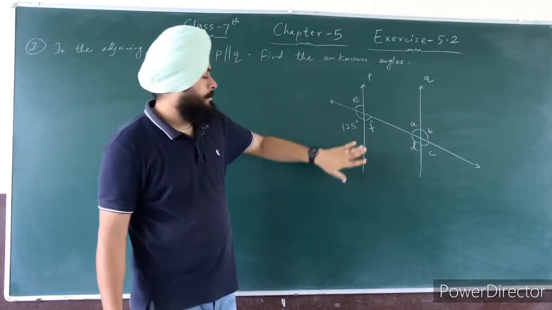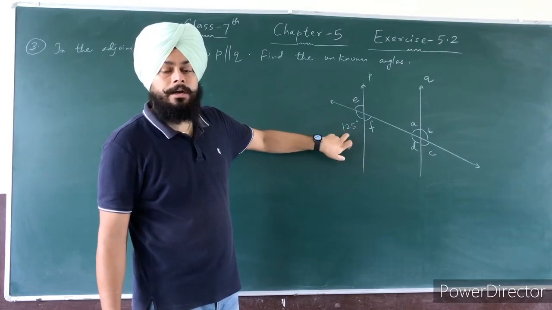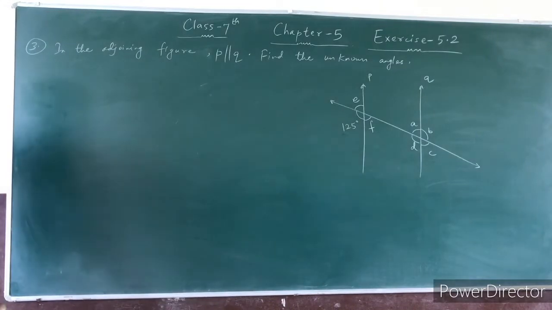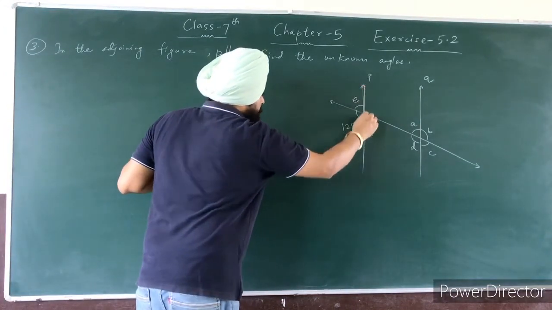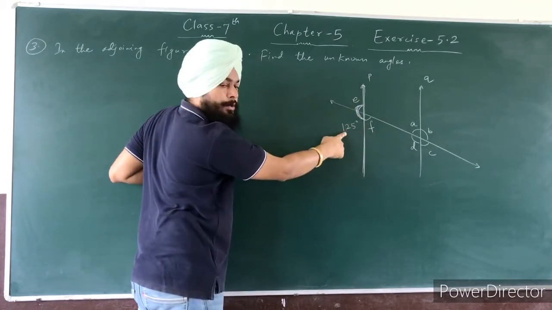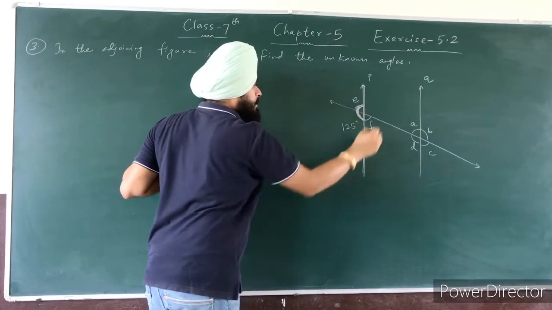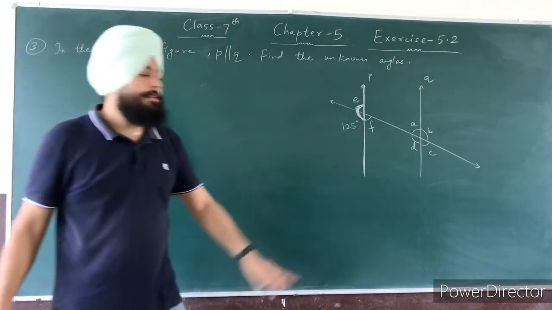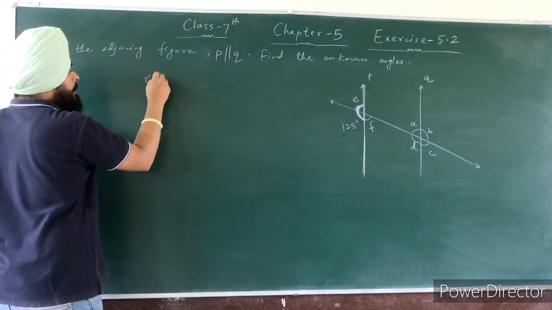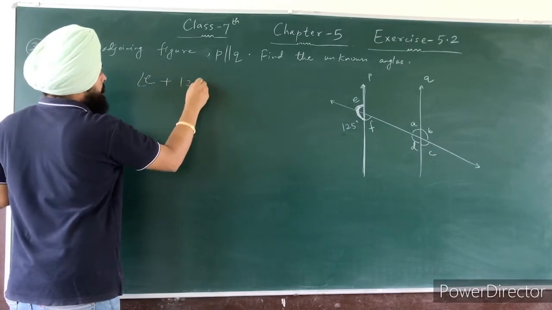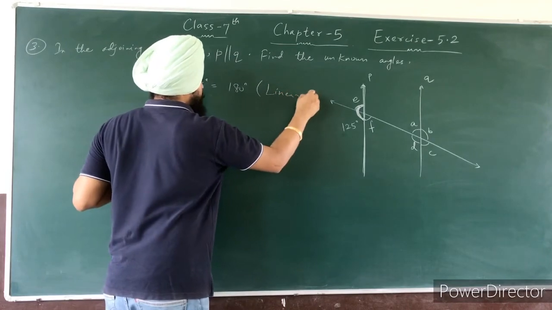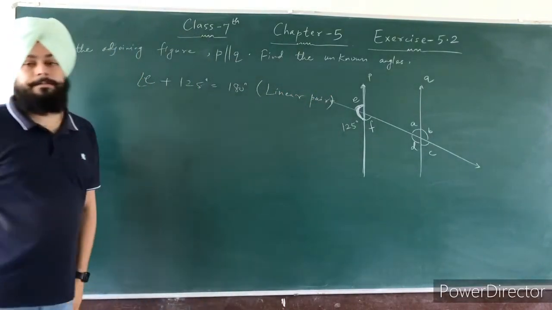Only one angle is given. This one, that is 125 degrees. So we have to find the other unknown angles. First, you can see here, this is a straight line. Now this angle E plus 125, the sum of these two angles is 180 degrees. The reason is linear pair. So you can write angle E plus 125 is equal to 180 degrees. Reason is linear pair.